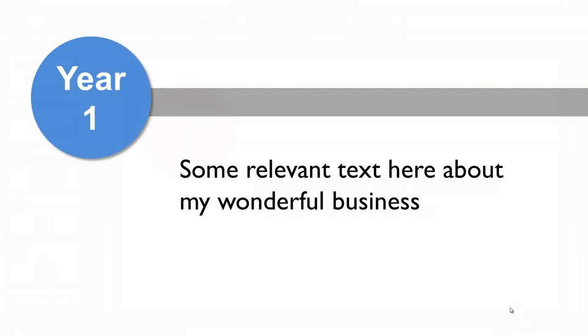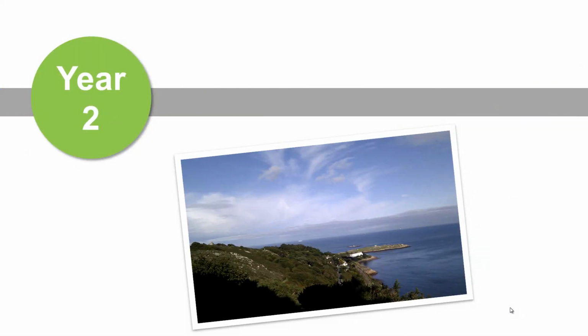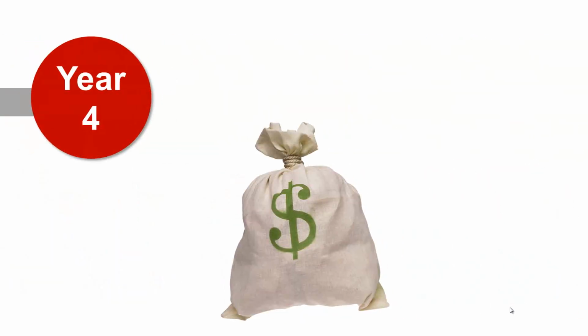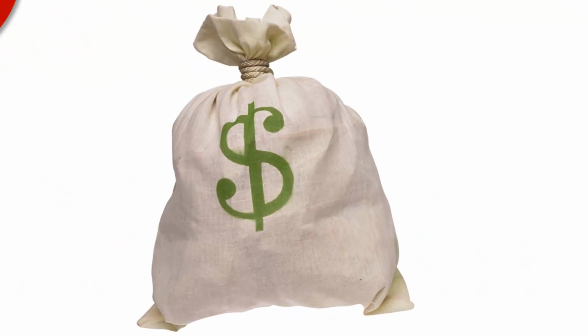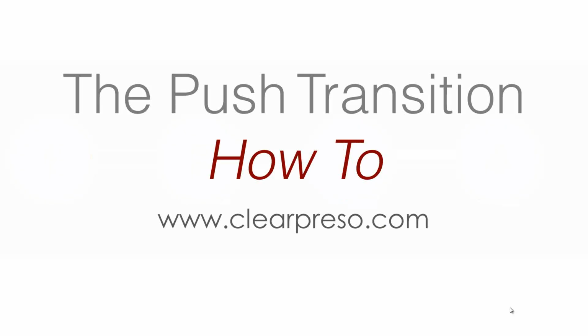So we're talking about the key points of what happened in year 1, then we move on to year 2, then we move on to year 3, and we end up talking about how we earned a big bag full of cash in year 4. So this is how you achieve that kind of long slide effect where you're panning from section to section. So that is how you use the push transition in PowerPoint.